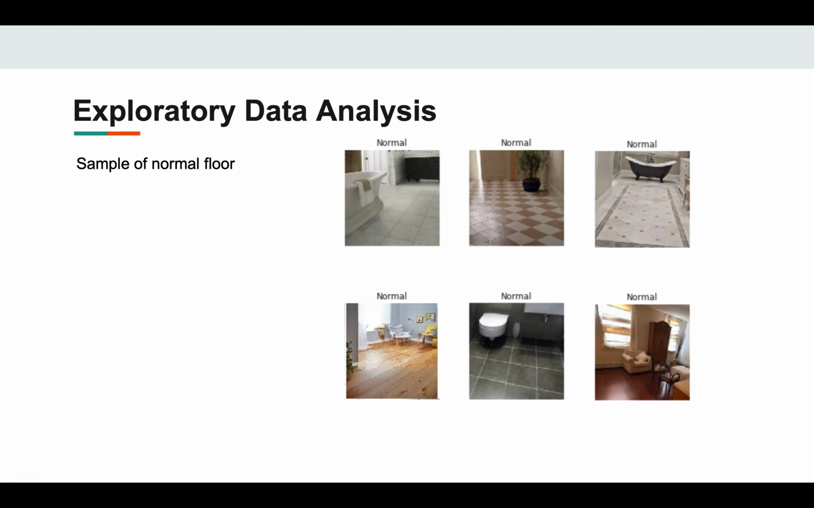And let us have a look at the normal floor. We can see that there are so many types of floor. If we look at the pattern of the floor, then this one is a wooden one. This one is a tile, but it's kind of a grid pattern on a tile. And this is a red square on a tile as well.